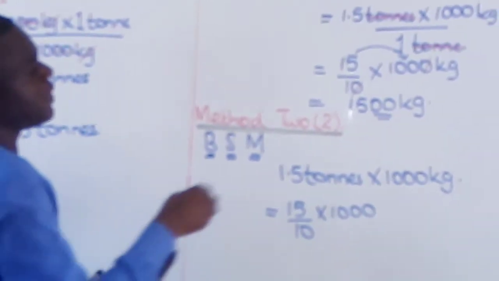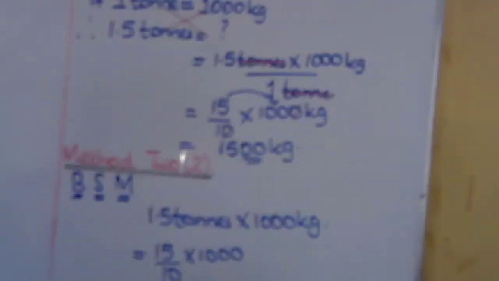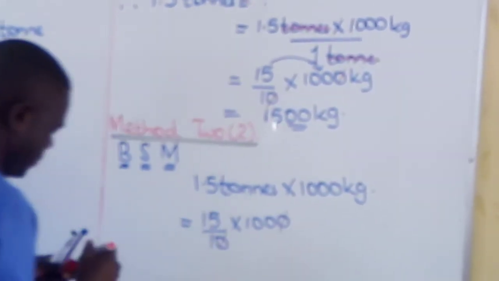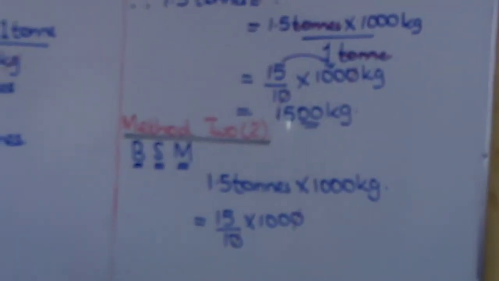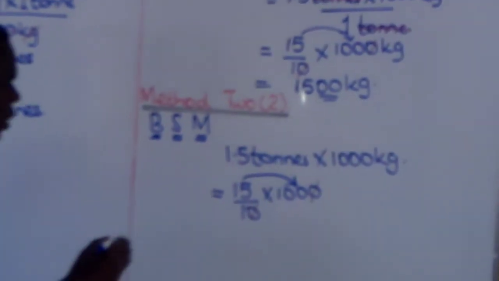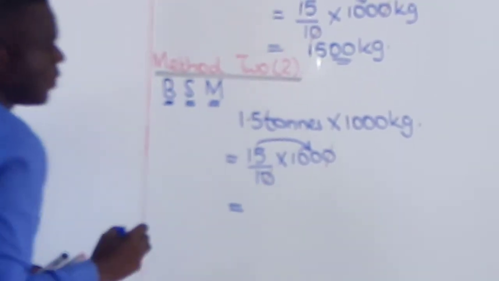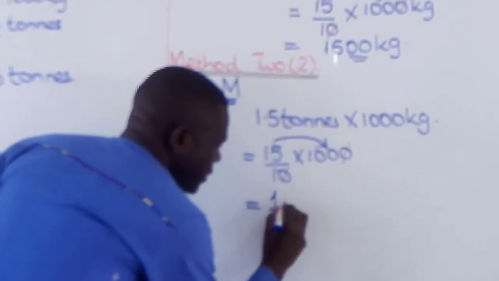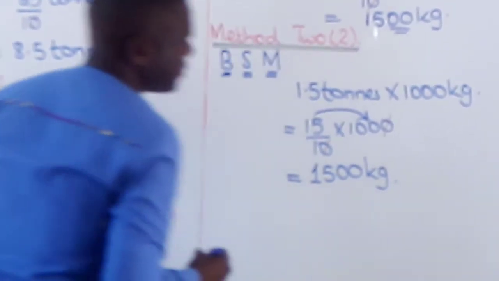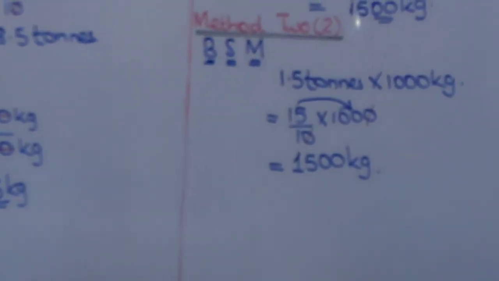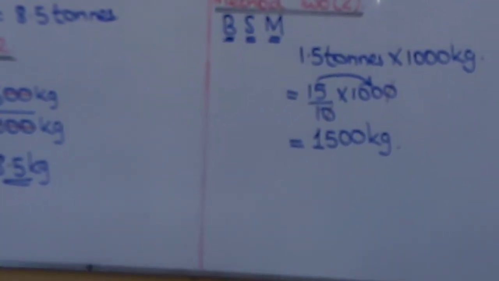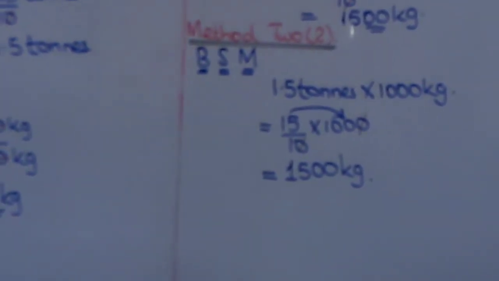Does it look similar to this part? Yes, it does. So we cancel a 0 and a 0 and multiply 15 by 100. We will get, boys and girls, 1,500 kilograms. Did you understand that? That is our method number 2.